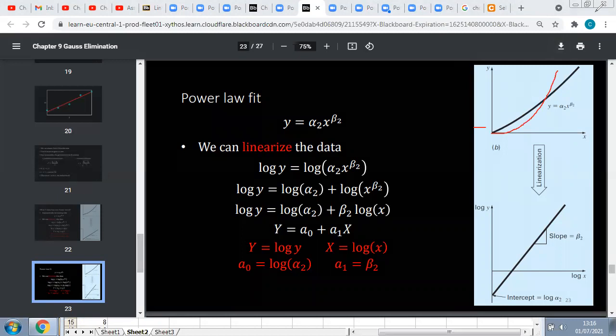Doctor, how can you know which one is better, for example if the function is not very clear? Let's say you want to compare the power law fit with the exponential fit. You do linearization for both and you find R for both cases. The one whose R is closer to 1 is the better one.